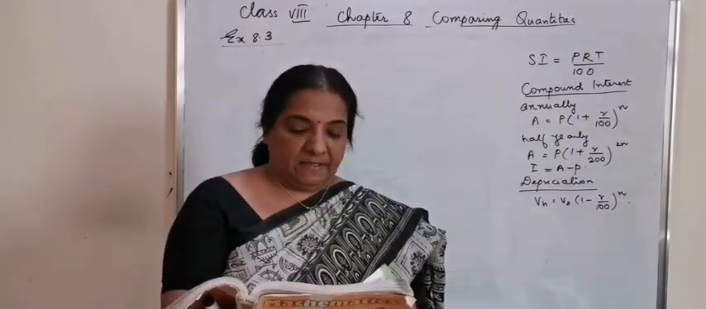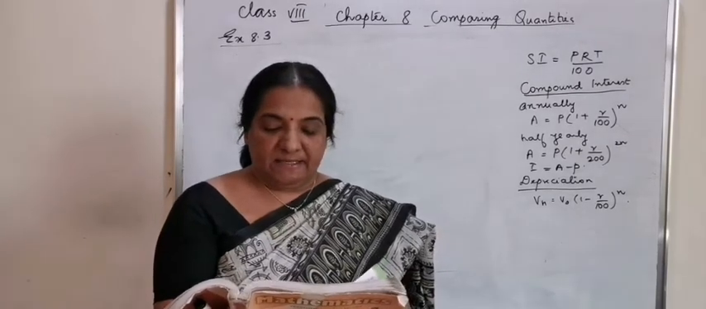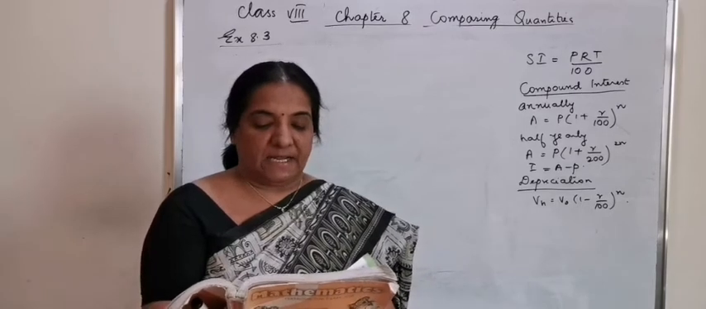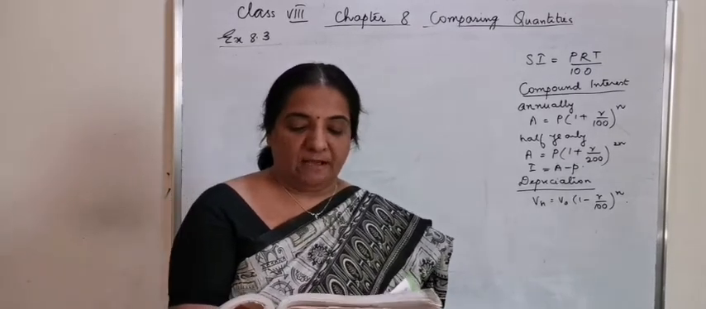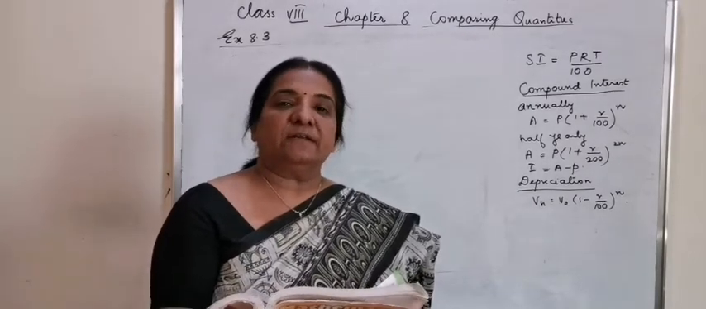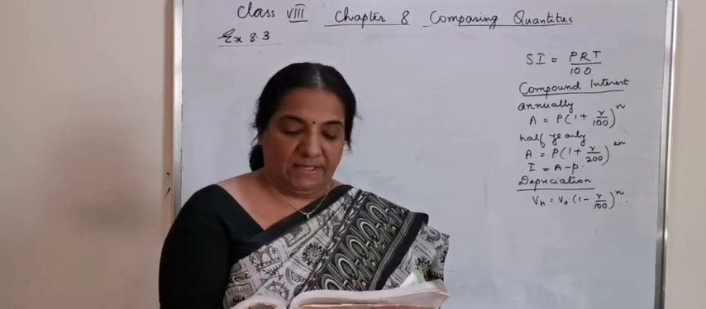Question number 9. Find the amount which Ram will get on rupees 4,096 if he gave it for 18 months at 12.5% per annum, interest being compounded half yearly. 18 months means it is 1.5 years. You can divide it by 12, you will get it as 3 by 2. It is the same as 1.5 years.